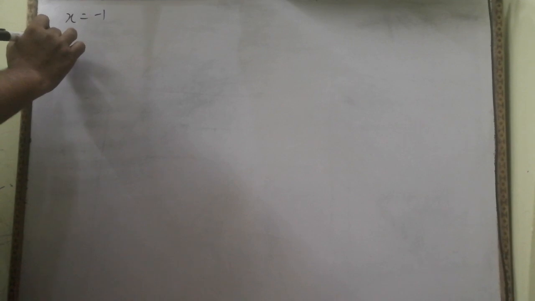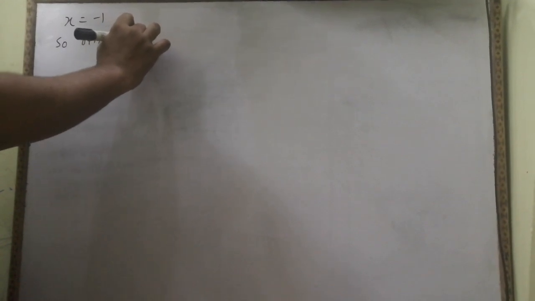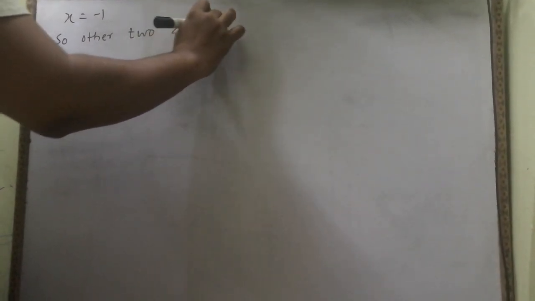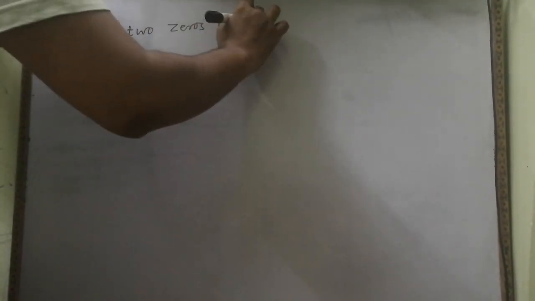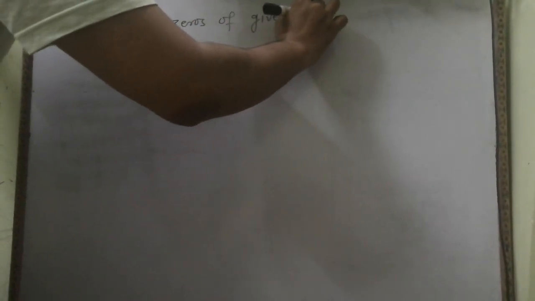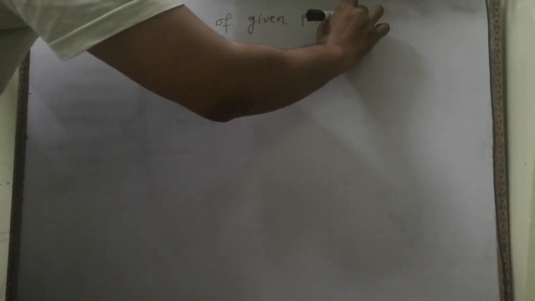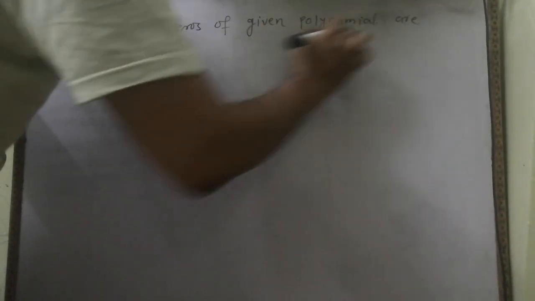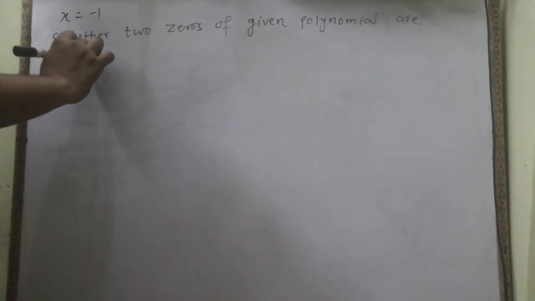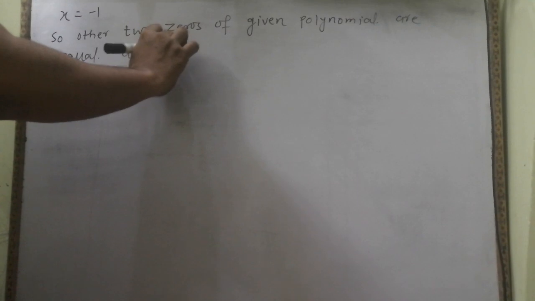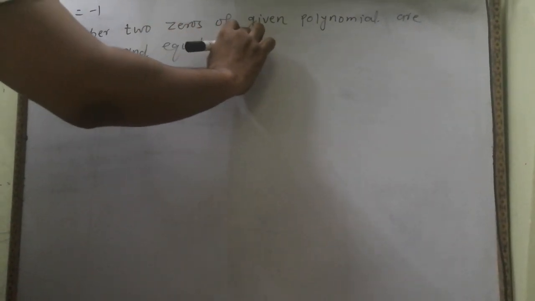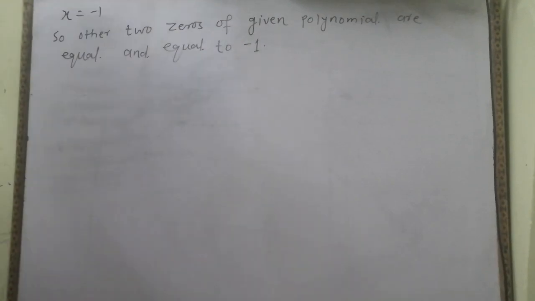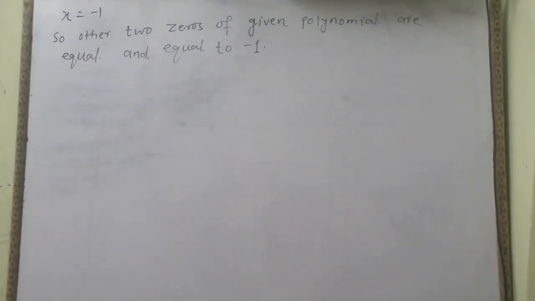So after this we will write: since the other two zeros of the given polynomial are equal and equal to minus 1. This will be the final answer for this question.